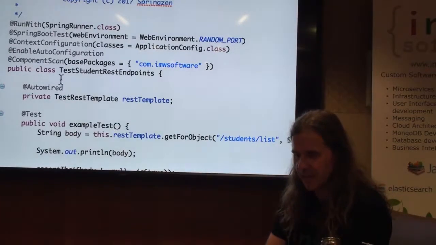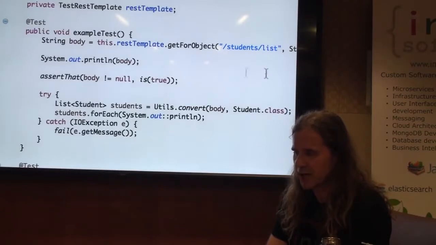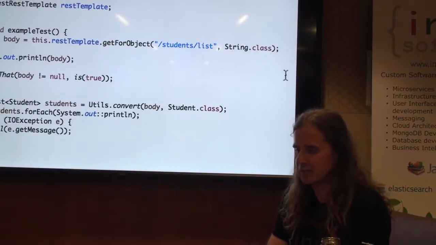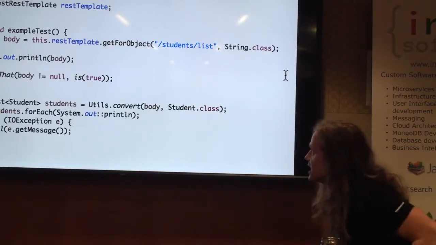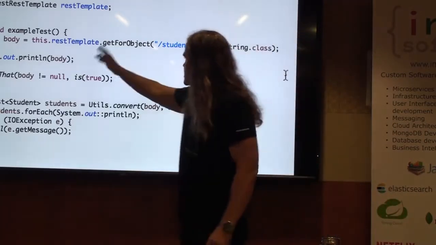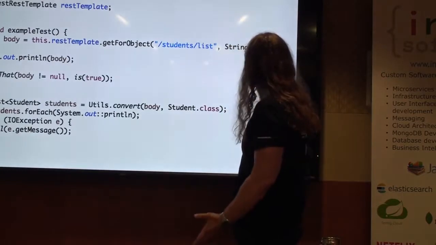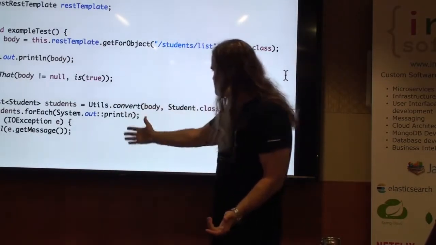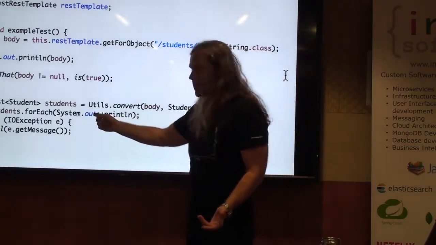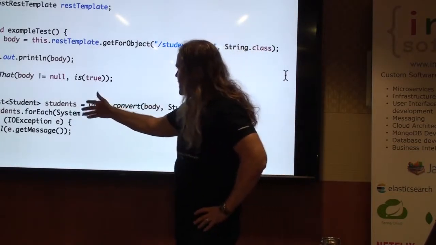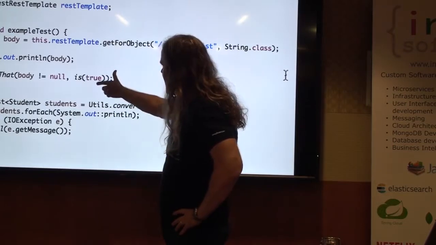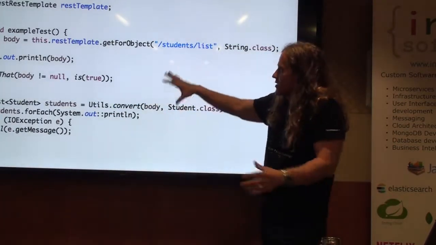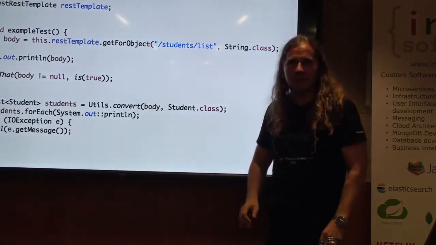But then, the beautiful thing is that from here on in, everything you've come to love, I suppose, and hate about the REST template works exactly as desired. REST template, get for object, students, list, string class. I'm doing a sysout. Beautiful. I'm using Java 8. Hey, check it out. Anyway, so I'm asserting, it's Java code from here on in. And like I said, there's no more dancing around REST template in test mode.